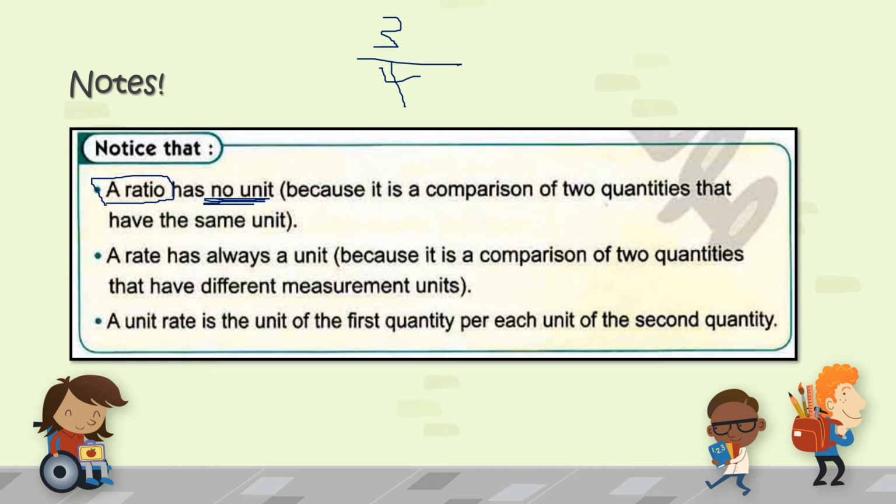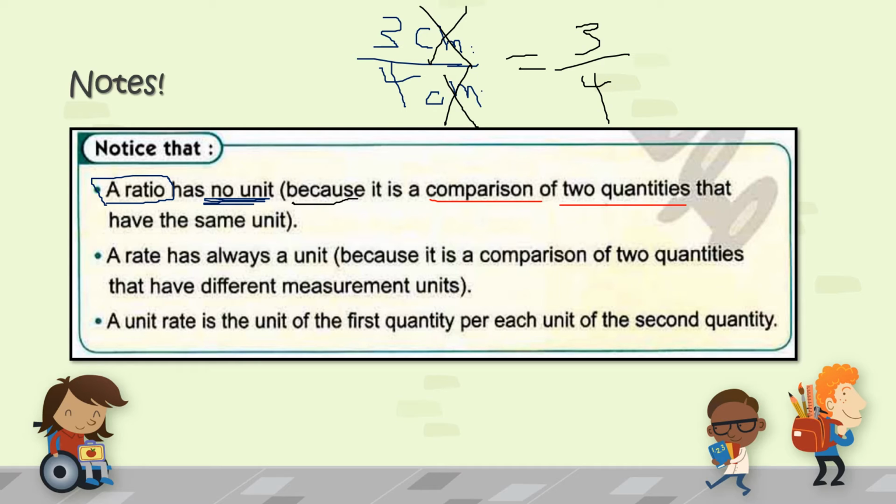This is a correct ratio, but if I wrote 3 centimeters over 4 centimeters, this is also a ratio, but we write ratio without units. So we can't have units in our ratio. It should just be 3 over 4. So we don't write the units in the ratio because, why? Because it's a comparison between two quantities that have the same unit, centimeters and centimeters. And if we divide a centimeter by a centimeter, it's going to be 1 by 1, which equals 1, and we cancel the 1.